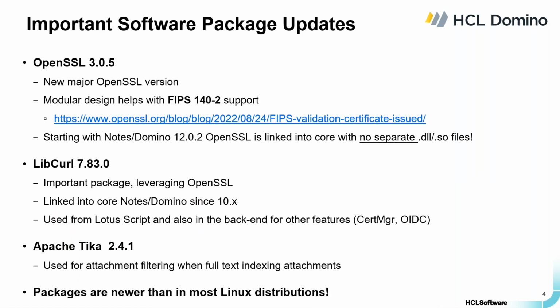We got some important software updates. I'm not going through all the details here, but we got OpenSSL 3.0.5, which is the latest and greatest. We got libcurl updated, Apache Tika finally updated. That was missing in the last release. And some of the packages, and I blogged about it, are newer than in most of the Linux distributions. So that's really outstanding, having OpenSSL 3.0 integrated into Domino 12.0.2.